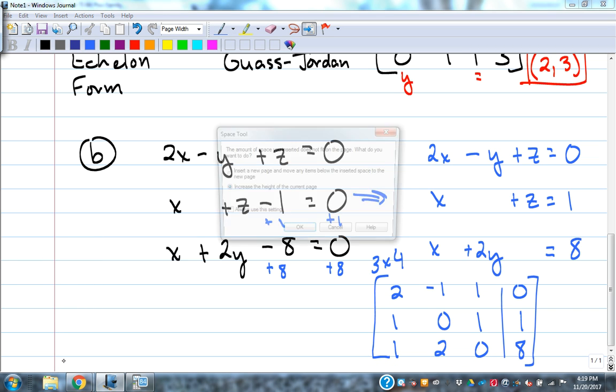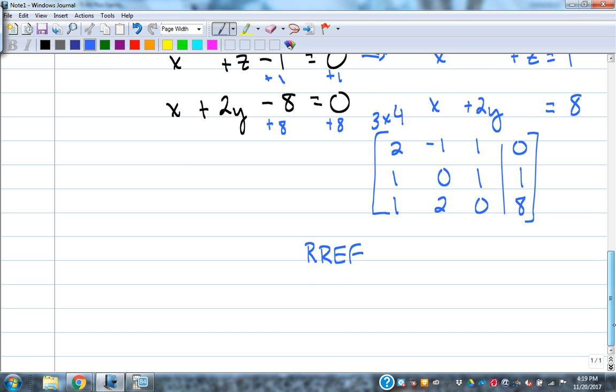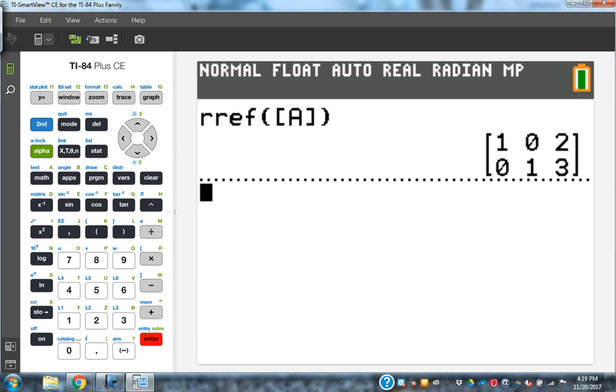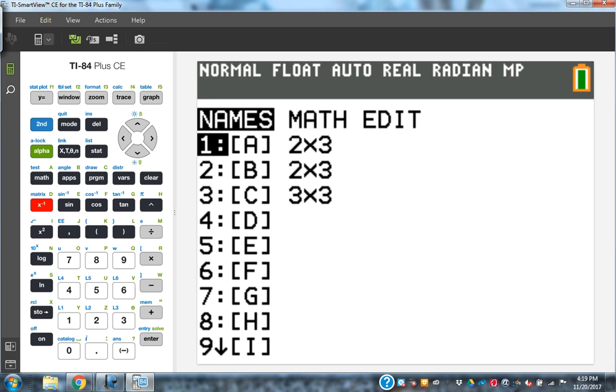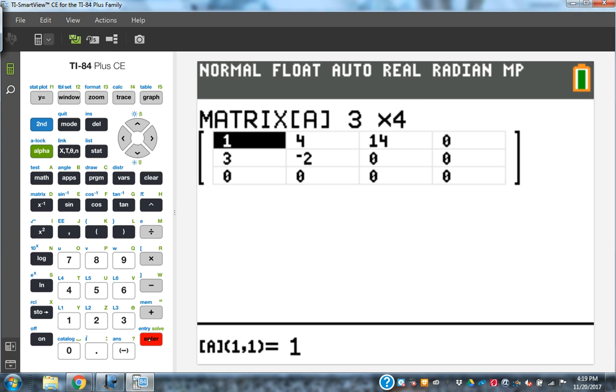So what I want to do then is do the Gauss-Jordan or the reduced row echelon form on that matrix. So I've got to put that matrix in my calculator. So second, x inverse, over to edit. I'm just going to go into matrix A again, change it to a 3x4, and then put it in there.